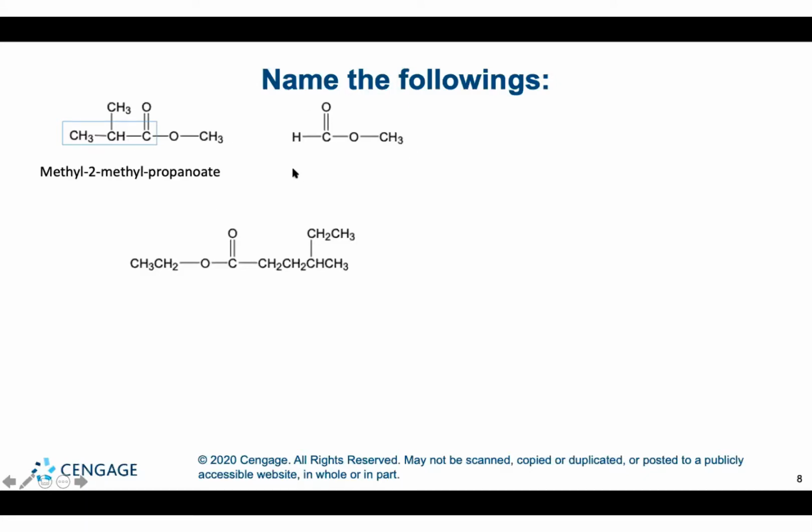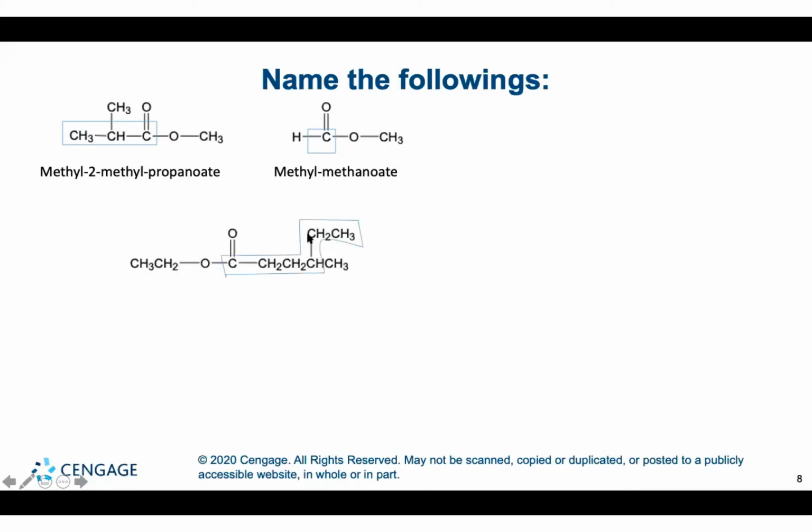What about this one, guys? What functional group is it? It's an ester. That's the longest chain here. So it's going to be methyl methanoate. Methanoate. We end with -oate when we have an ester.